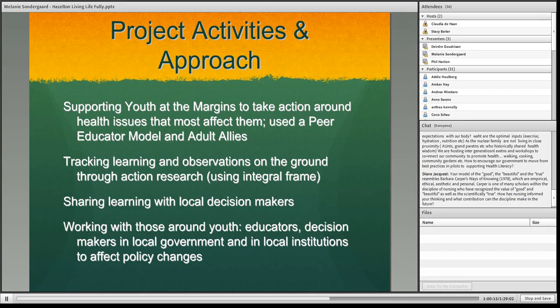The outcome of that was to share our learning with local decision makers. And specifically, we wanted that to shift and give space for policymakers to be able to hear what was happening on the ground so that it could shift policy that was helping to create those conditions in the first place. I think that we're just starting that process, and I'll talk a little bit more about that in a second. But sort of the last piece of our approach was then to not just work with youth, but to involve those that were around youth, educators, decision makers in local government, and also the institutions like the school and the hospitals, to collectively look at policies that were affecting sort of what was happening on the ground.